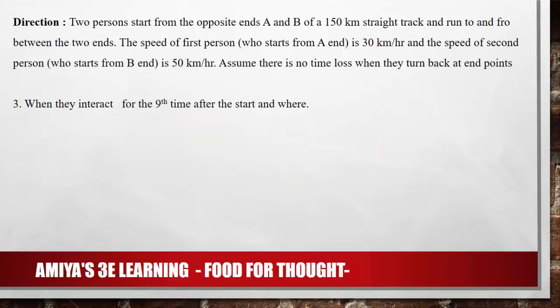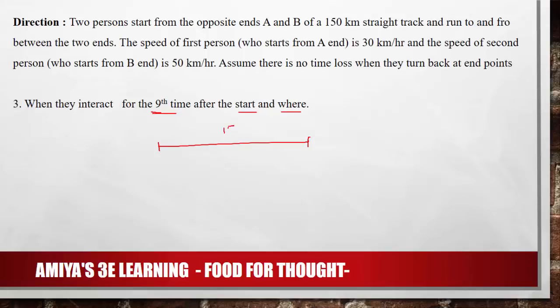When do they interact for the 9th time after the start, and where? This is one of the important questions. We just solved in question number 2 that there should be 10 interactions, and we have to find the 9th interaction. And we know that in one round of the faster, there is one interaction. So we have to solve this question.